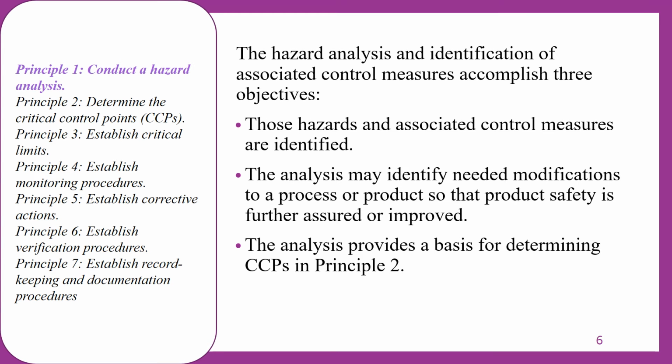The hazard analysis and identification of associated control measures accomplish 3 objectives. Those hazards and associated control measures are identified. The analysis may identify needed modifications to a process or product so that product safety is further assured or improved. The analysis provides a basis for determining critical control points in Principle 2.